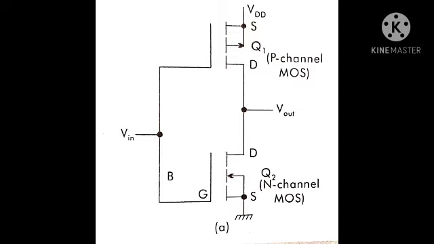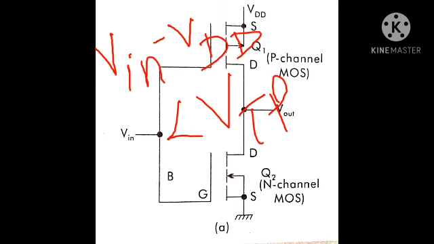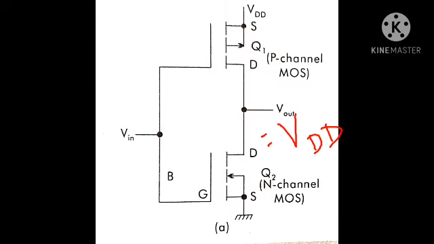Why? Because VGS2, that is the gate to source voltage for the transistor Q2, is equal to 0 and VGS1, the gate to source voltage of the transistor Q1, will be equal to minus VDD, the negative value of the applied bias voltage VDD. Or in other words, we can also say the difference of Vin and VDD, that is Vin minus VDD, has become more negative than VTP, and due to this the output voltage will be equal to plus VDD.